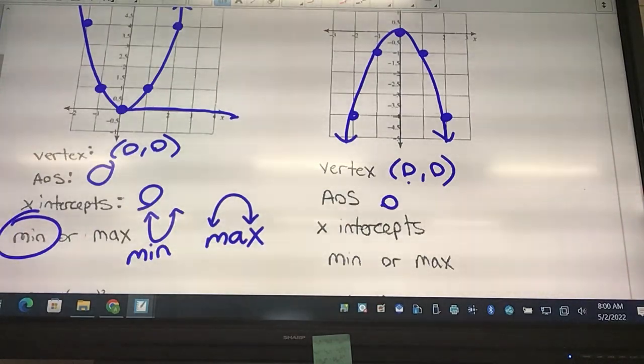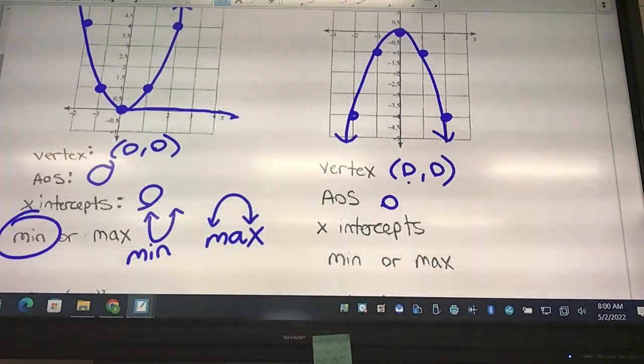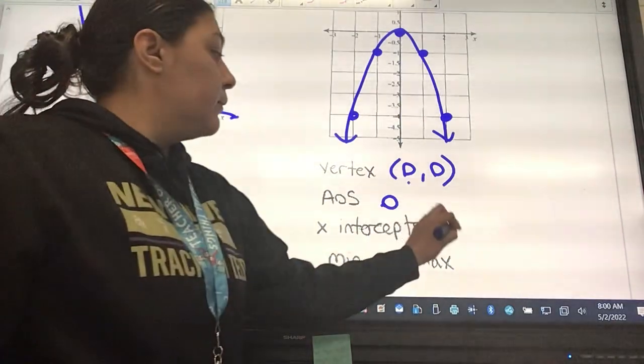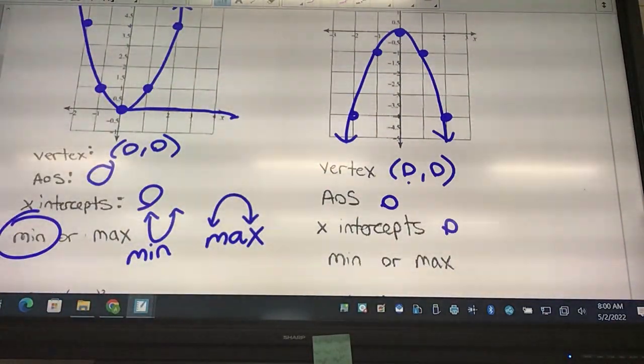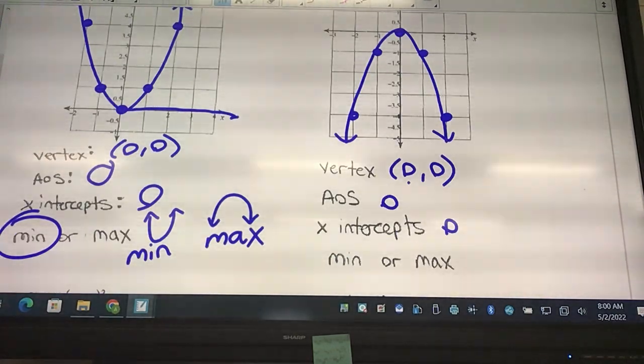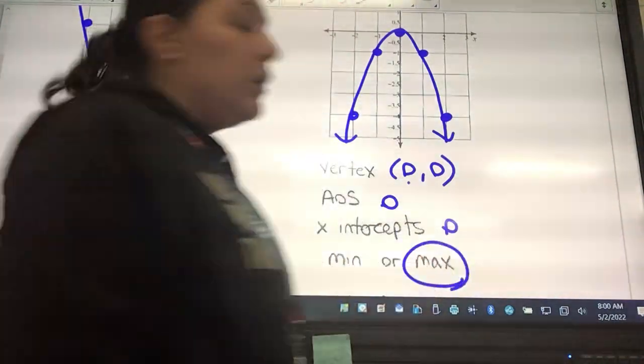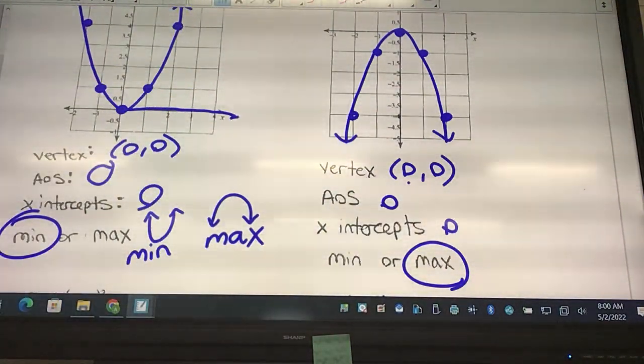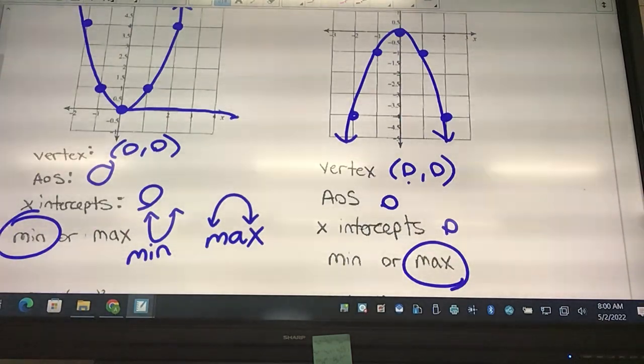The X-intercepts. Does it touch the X line? Where? At 0. Does this have a min or a max? A max. What is the only difference here? Okay, the negative, or it has a min or a max. That's the only difference. Okay, but it's still that mommy and daddy function.